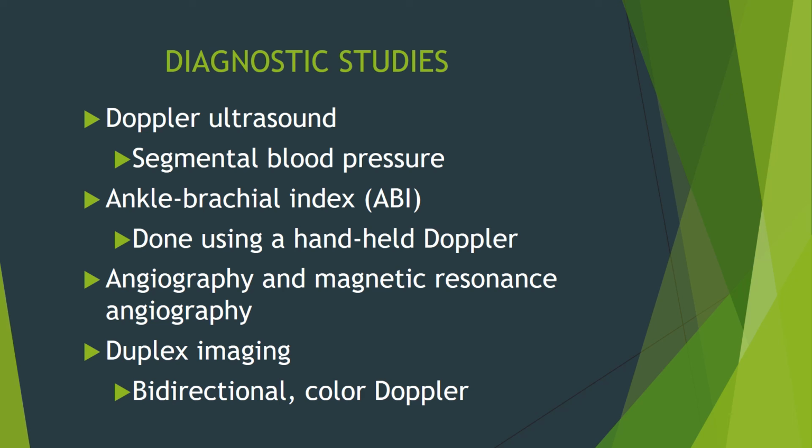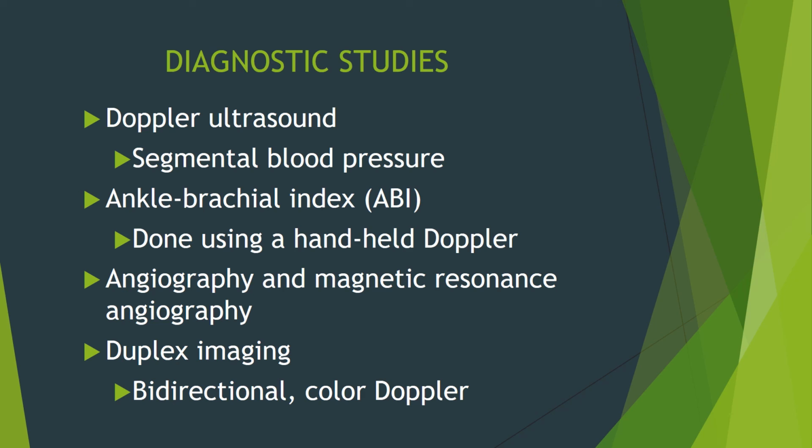They can also do a test called an ankle brachial index, and this is done with a handheld Doppler, and they compare the ankle pulse to the brachial pulse, and you take the ankle systolic blood pressure and divide it by the higher of either the left or the right brachial systolic blood pressure. The normal ABI is between 0.91 to 1.30, and that indicates an adequate blood pressure to the extremities.